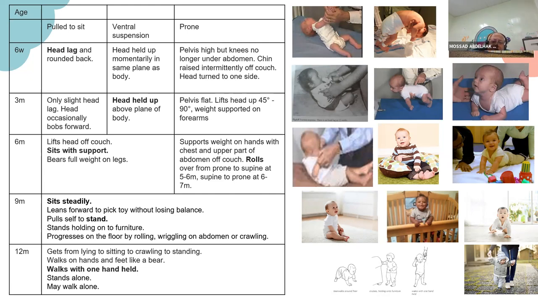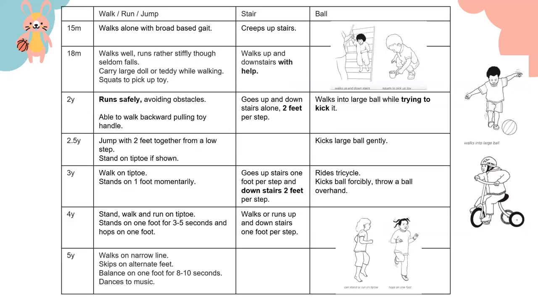Good. Continue. So the next division is 1 year, 15 months until 5 years old, where we look at the evolution from walk, run, and jump. We would expect the child can walk alone with a broad-based gait, and by 18 months walks well, runs, but can seldom fall. And then 2 years old, they can run safely, and jump at 2.5 years.